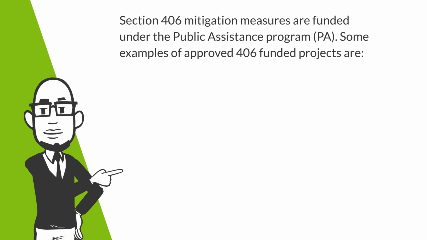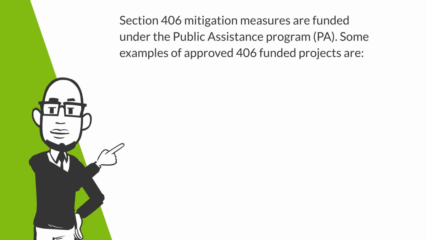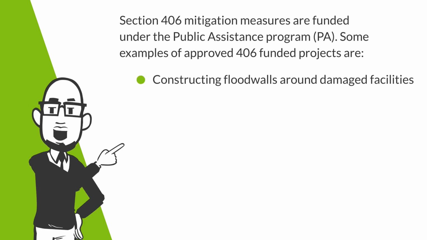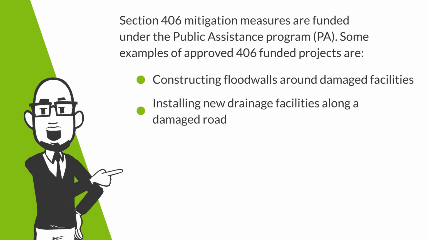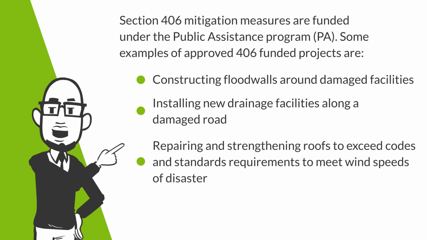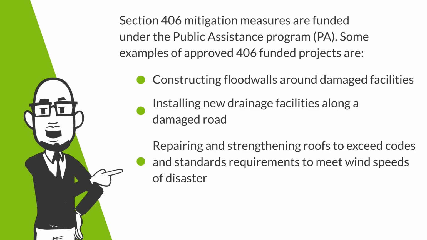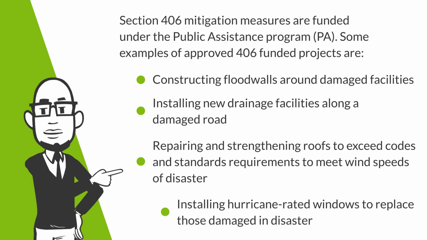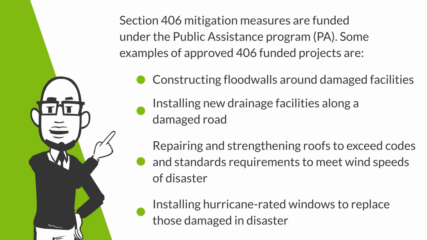Some examples of approved 406 funded projects are constructing flood walls around damaged facilities, installing new drainage facilities along a damaged road, repairing and strengthening roofs to exceed codes and standards requirements to meet wind speeds of disaster, installing hurricane-rated windows to replace those damaged in a disaster.